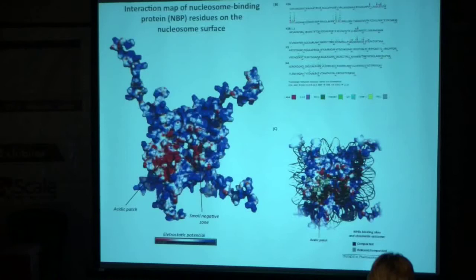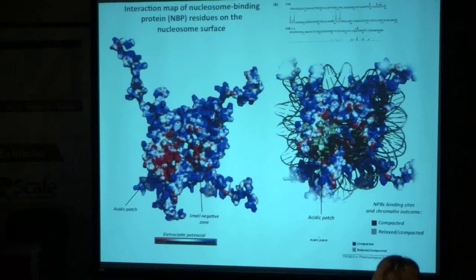Nowadays we have seven crystallographic structures that show, in atomic detail, how these proteins can interact with the nucleosome surface. Here, we mapped all these interactions and colored them by the outcome of these interactions. If the proteins interact in this region, the chromatin is going to be more relaxed and more open, meaning more active. If the proteins interact in this region in black, it's going to lead to compaction.